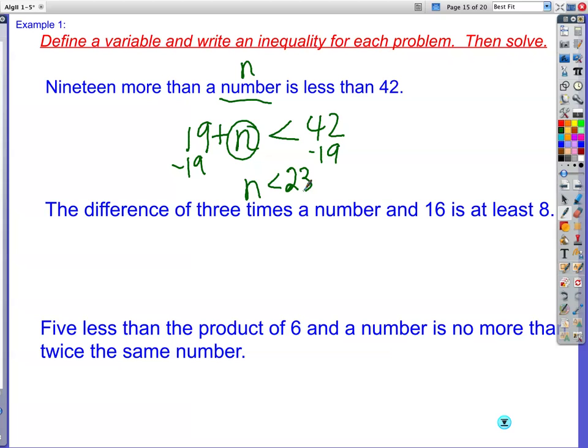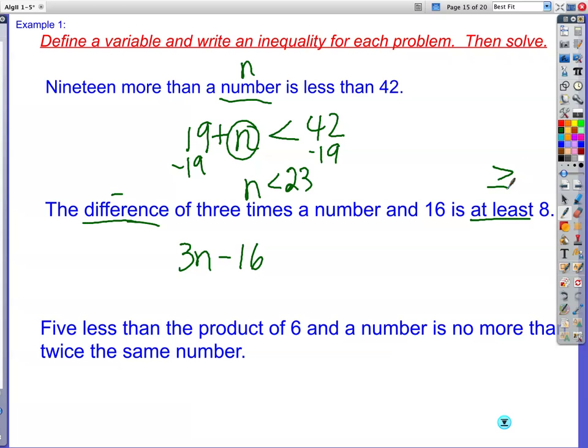The difference of 3 times a number and 16. Difference means subtraction. So we have the difference of this and this. Start with 3 times a number, and 16, which means I'm going to subtract the 16, is at least 8. At least is going to be your greater than or equal to.